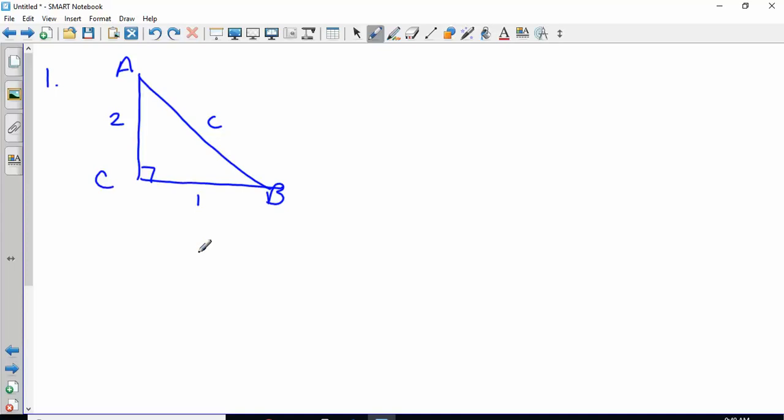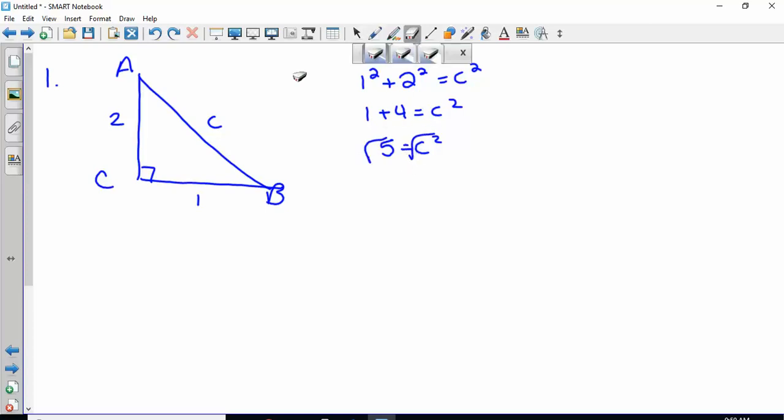1 squared plus 2 squared equals C squared. So we get 1 plus 4 equals C squared. Can C be a negative? No. So C is just the square root of 5.